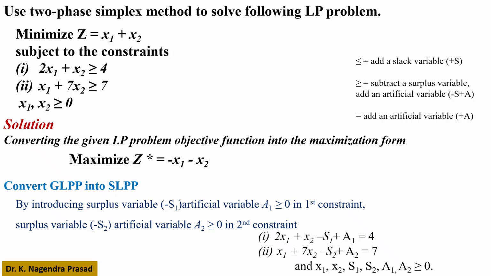Then the constraints will become 2x1 plus x2 minus s1 plus a1 equal to 4. The second constraint will become x1 plus 7x2 minus s2 plus a2 equal to 7. And all the decision variables, surplus variables and artificial variables are greater than or equal to 0. That is, x1, x2, s1, s2, a1, a2 are greater than or equal to 0.